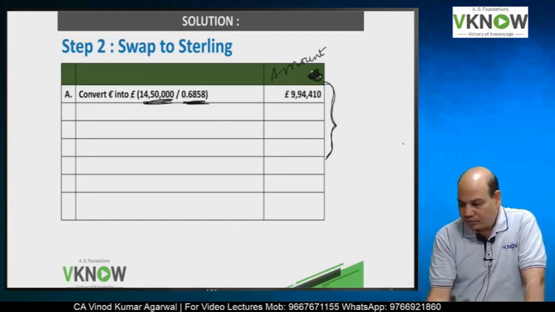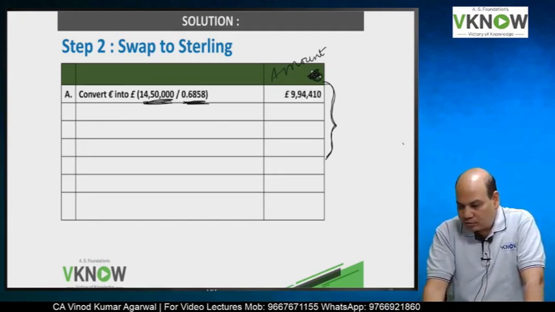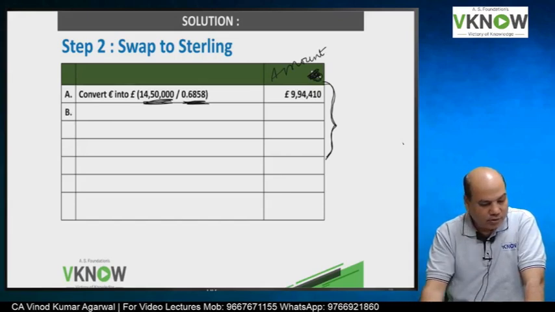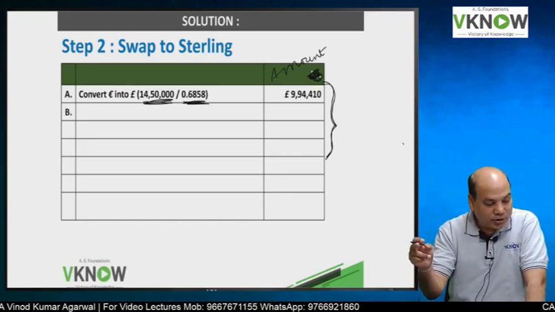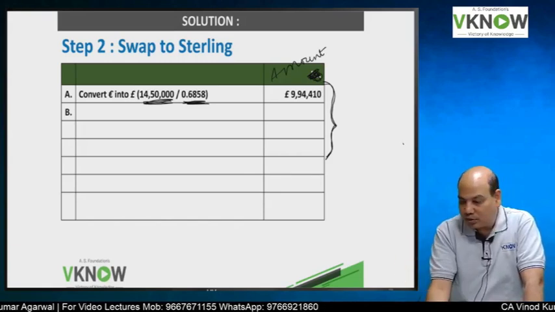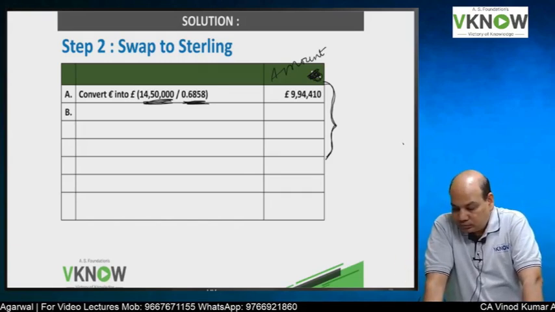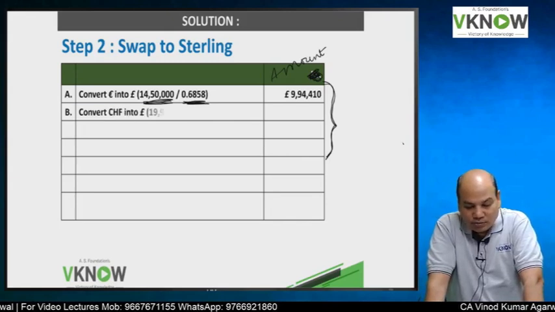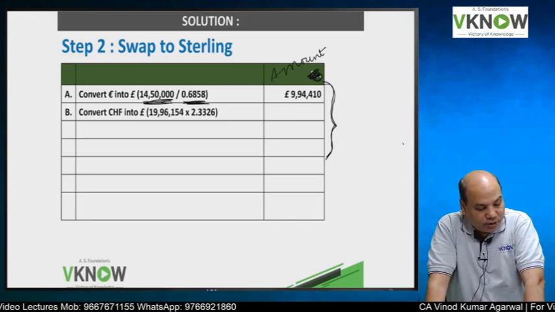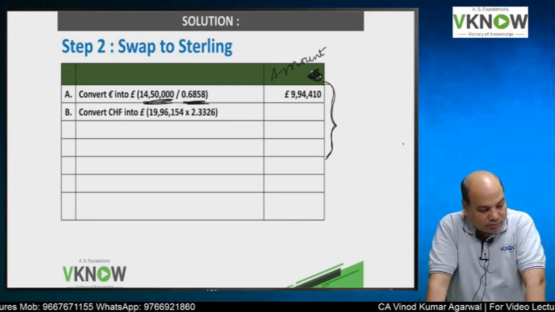Answer please. 994,410. Okay, now I will give you a chance. Convert that Swiss subsidiary CHF figure into pound at spot rate. Convert CHF into pound. So this time the rate is per pound.